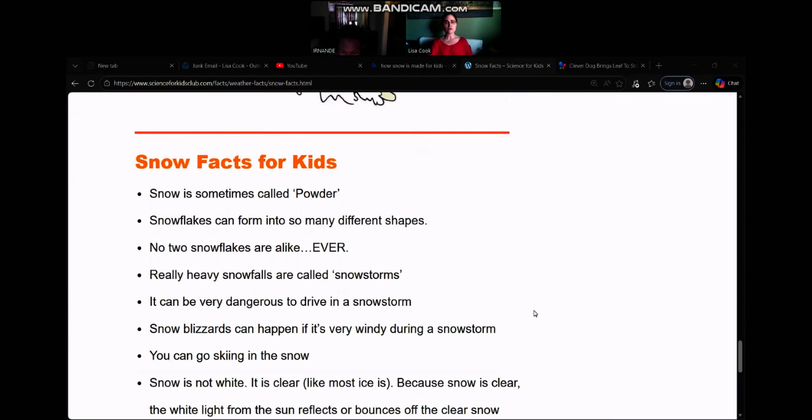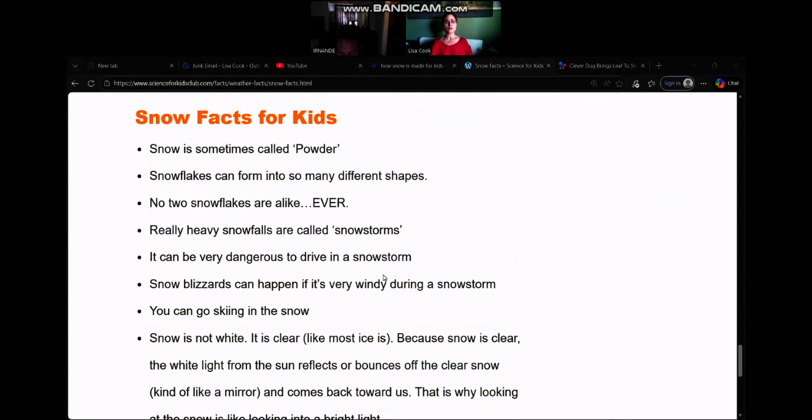Snow facts. Sometimes it's called powder because it can be very dewy and light. Every snowflake is what? Different. There's never two the same. Think of how much snow is in the Arctic. Do you realize that all those snowflakes are different? Isn't God cool when he makes each one of those different?